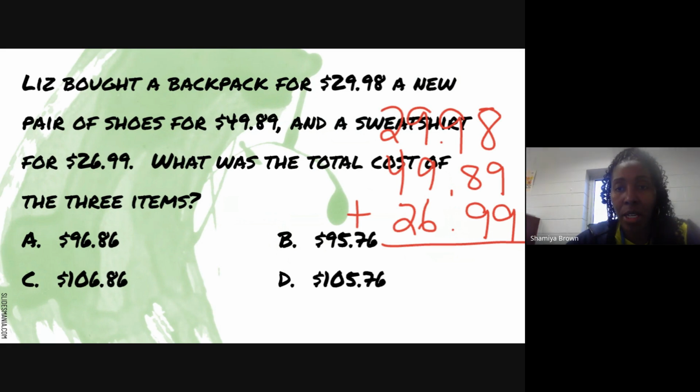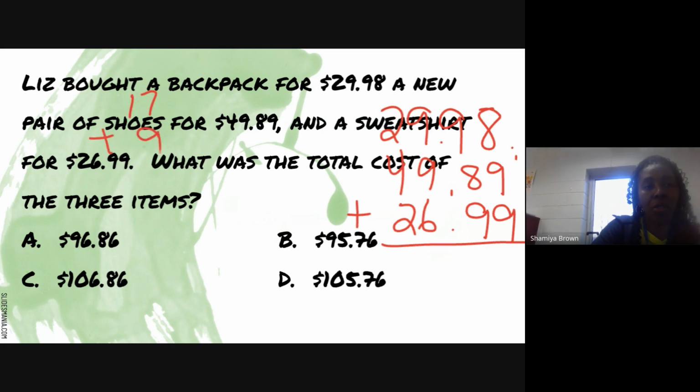I have an 8, a 9, and a 9. So 8 plus 9 is going to give me 17. And then 17 plus 9 is going to give me 26. And if you don't know it, use your fingers or stack it up. I could do it. 17 plus 9 if I needed to. And that's going to give me 26. So that's going to be 6.